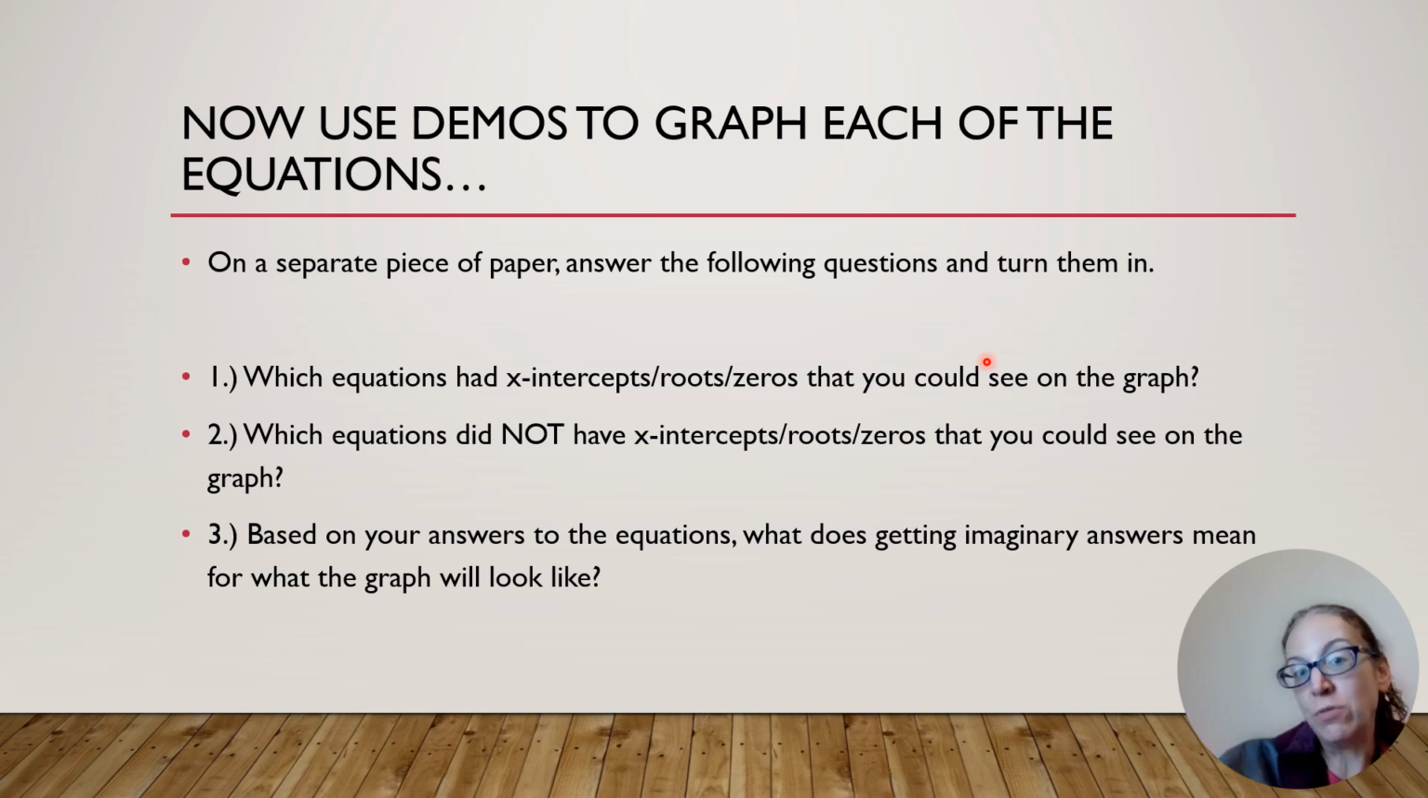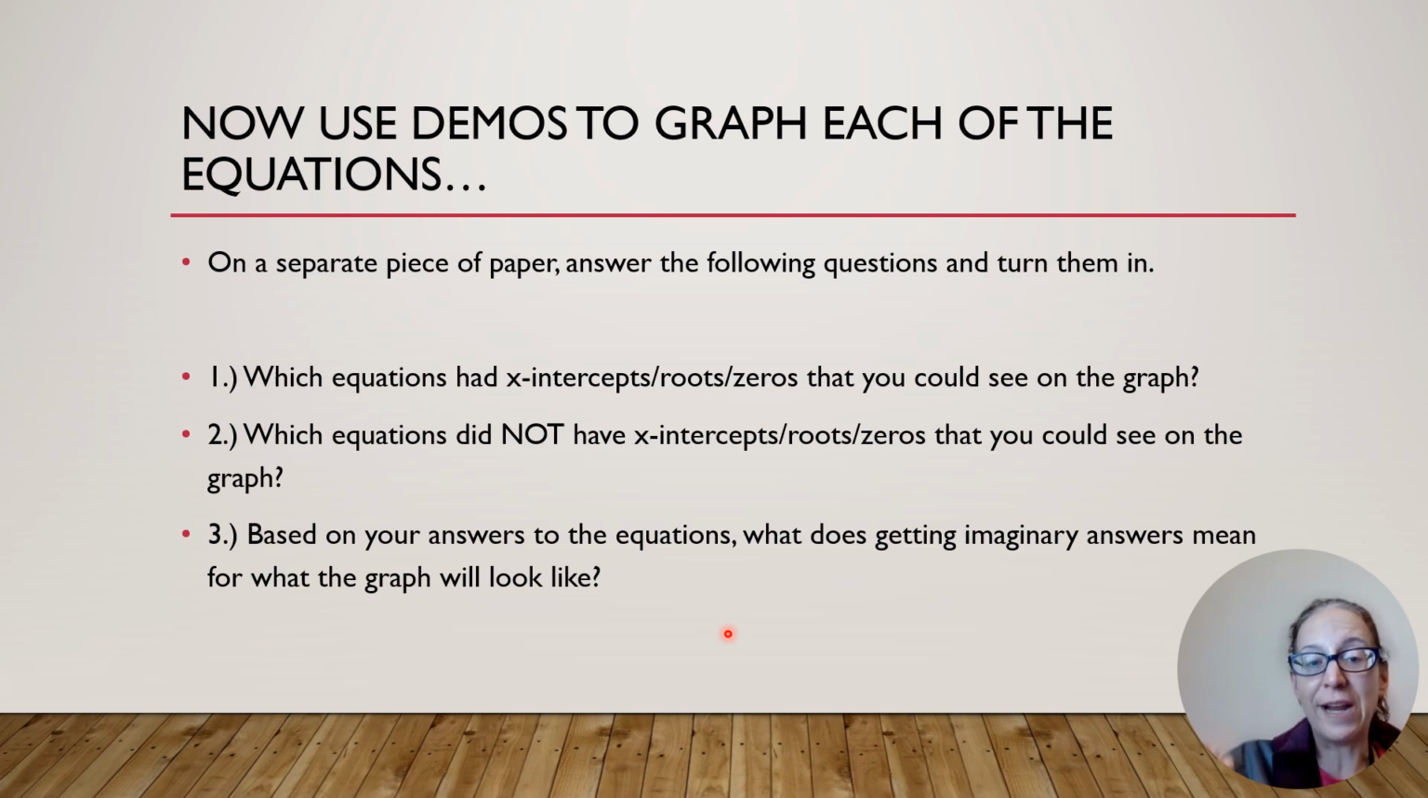It should be whatever you didn't pick for number 1. So if you said 1, 2, and 5, then for number 2, you would say 3 and 4. Okay. So either you can see the x-intercepts or you cannot see the x-intercepts. Okay. One or the other. So whatever you didn't pick for 1. Now I want you to look at the answers and try to draw a conclusion matching the answers that you got with what you were able to see on your graph.